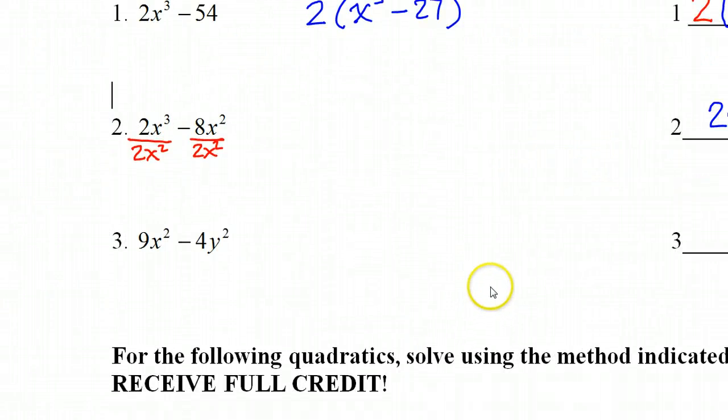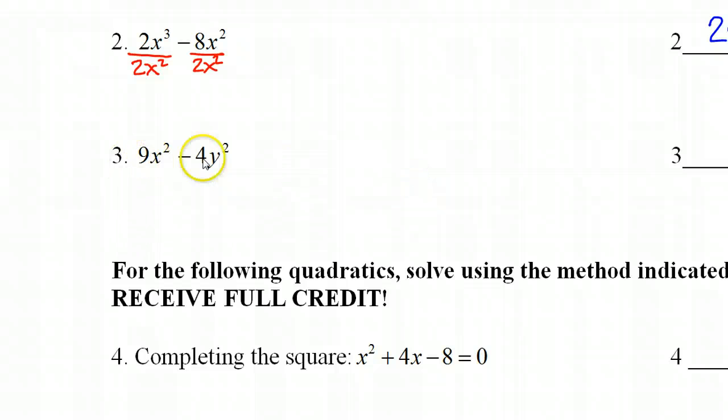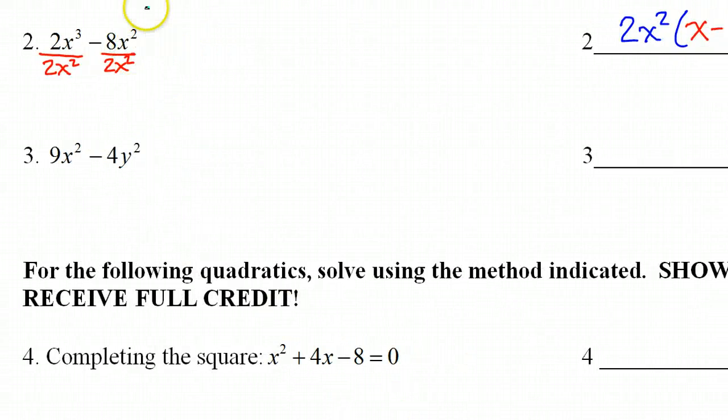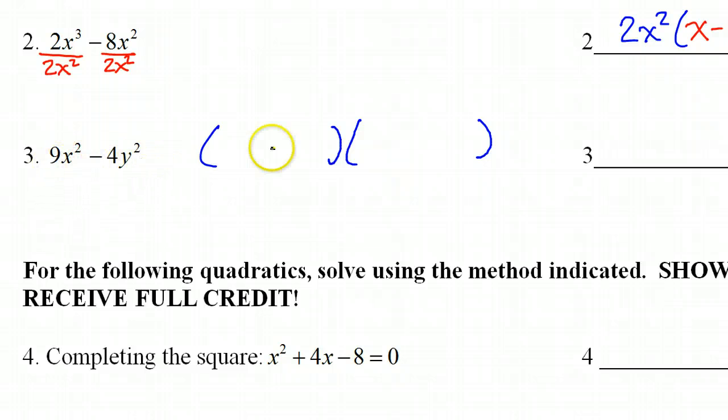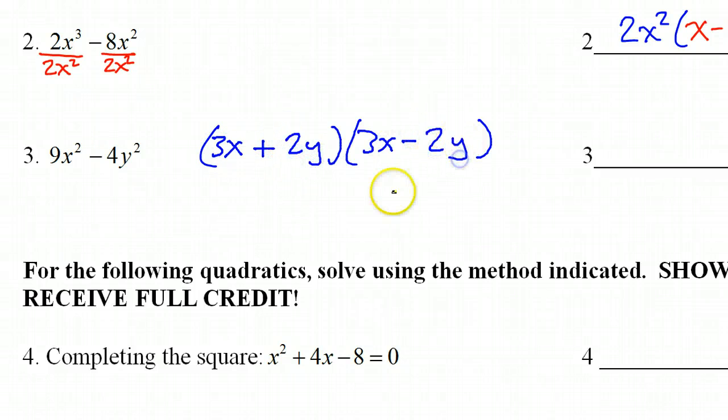Let's move on to number 3. Hopefully you recognize this as the difference of two perfect squares. So we're just going to immediately factor that with very little thought, using the pattern that we've memorized. When you've got the difference of two squares, it always splits right down the middle. So 9x squared is definitely going to be 3x and 3x. It's always going to be plus and minus, and again 4 splits right down the middle, so this is going to be 2y and 2y.